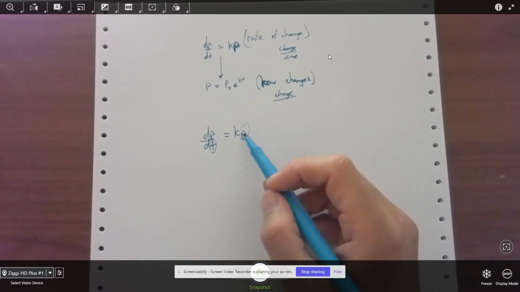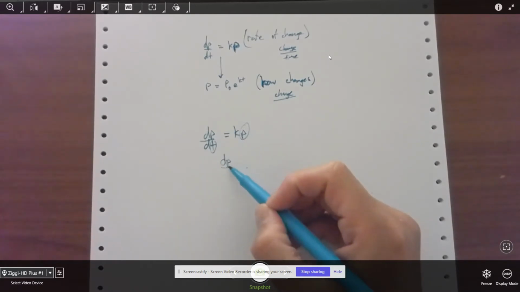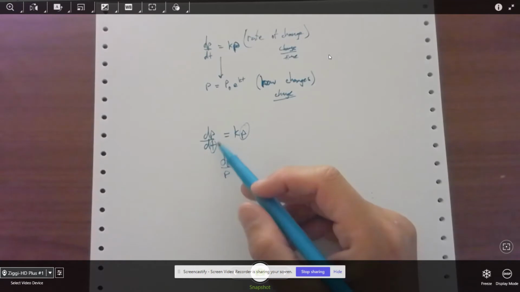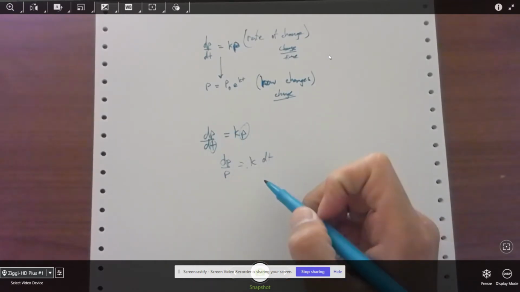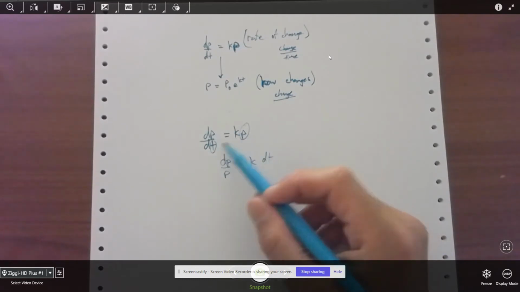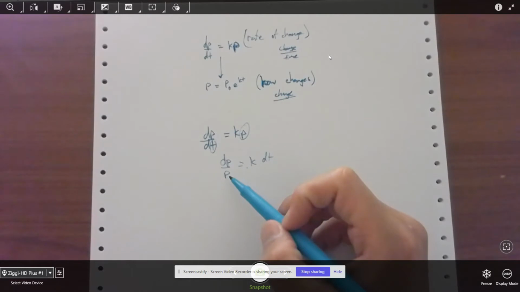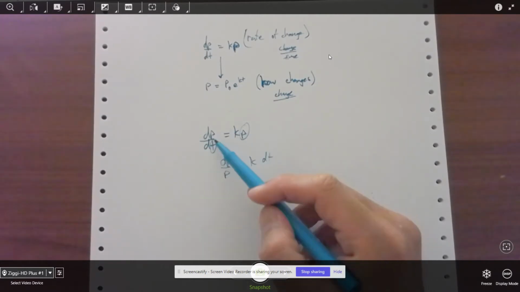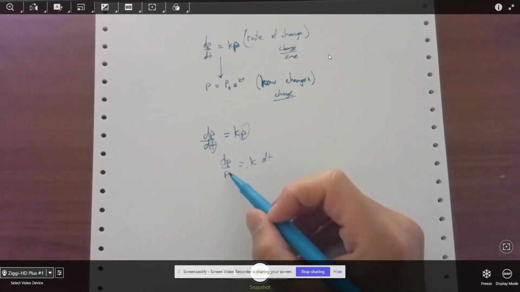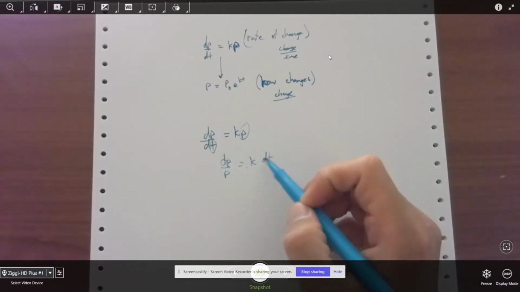I'm going to divide this by P. So I have dP over P, and I'm going to multiply both sides by dt, and I will get k times dt. Again, what I just did is I divided both sides by P, so the P's cross out here, and I have dP divided by P. Then I multiplied both sides by dt to get rid of the dt here, and I have dP over P, which is all a separation of variables. This is a separation of the P variable, and dt I left completely by itself.